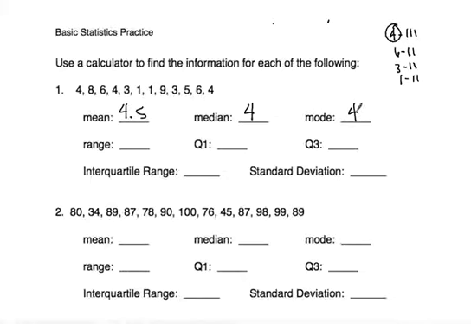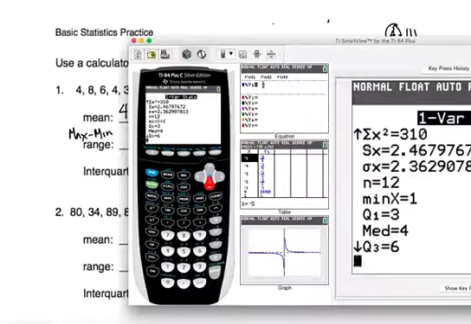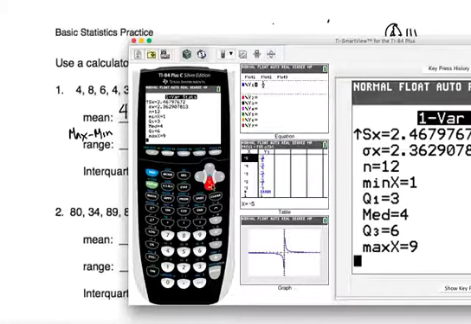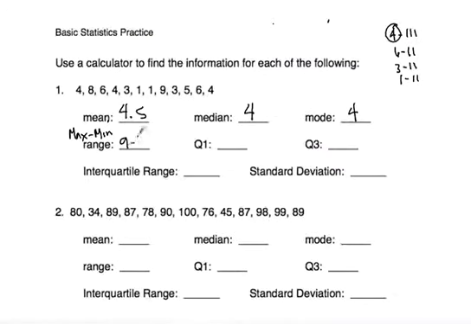There is actually not a place on your calculator that will tell you your range, but you do get 2 important pieces of information from your calculator that will give you your range, because your range can be found by doing your max minus your min. Our max is 9 and our min is 1. So we're going to do 9 minus 1, which gives you 8.